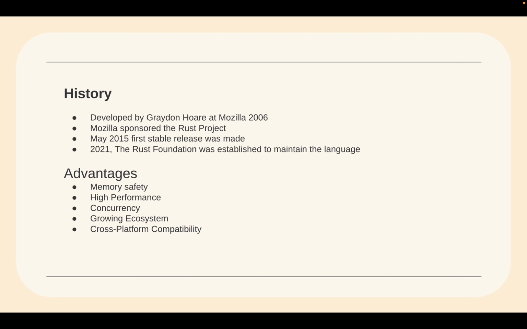Okay, so coming to the history, it was developed by Graydon Hoare. I believe I pronounced it correctly, otherwise I'm sorry. It was at Mozilla in 2006. It actually started as a personal project. Then Mozilla sponsored the Rust project in 2010. Its first version was released in 2015. Then in 2021 they formed the Rust Foundation. So that's a brief history of the Rust programming language.